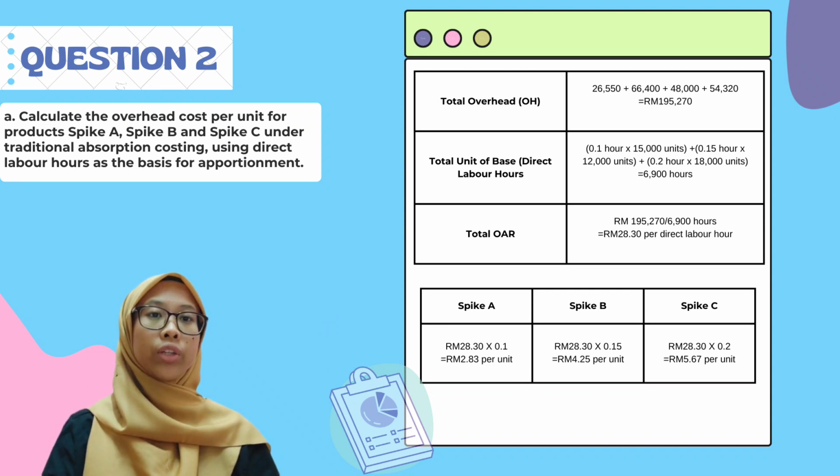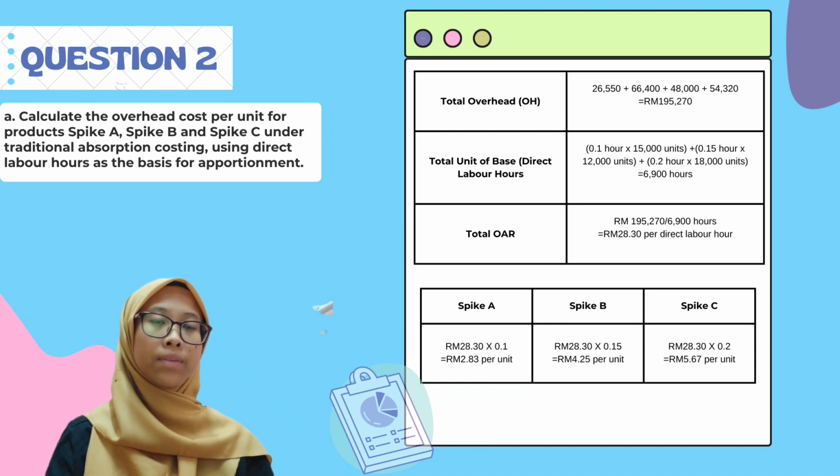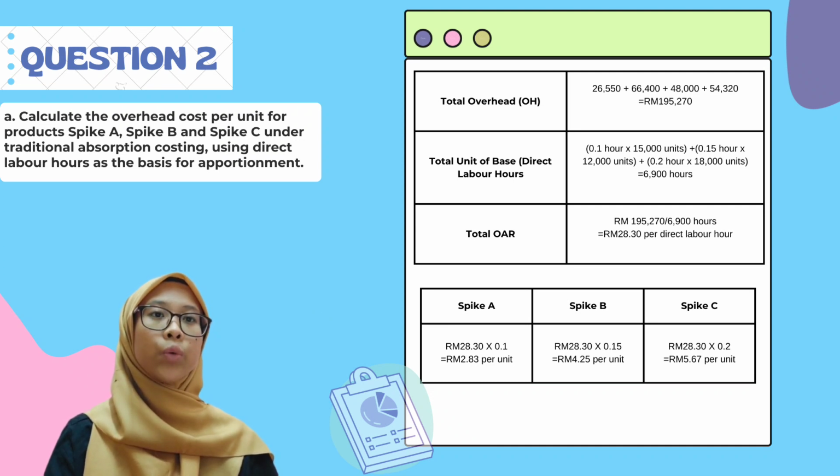After finding the OAR, we can proceed to calculate the overhead cost per unit. For each product, spike A, spike B, and spike C, we multiply the OAR, RM28.30, by their own direct labor hours per unit. As the result, spike A will get RM2.83 per unit, spike B will get RM4.25 per unit, and spike C will get RM5.67 per unit.